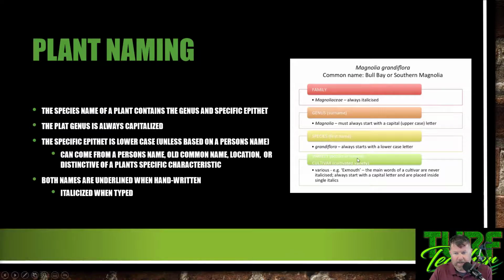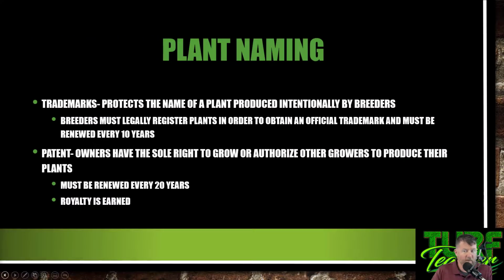And with the variety, it occurs in nature, and the cultivar is a cultivated variety. So, Exmouth is an example. The main words of the cultivar are never italicized, always start with a capital letter, and are placed inside single quotes. So that's how we actually name these plants.